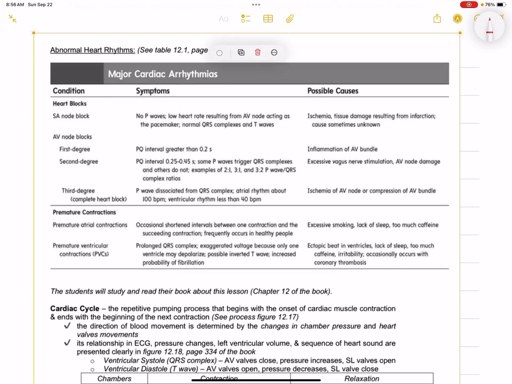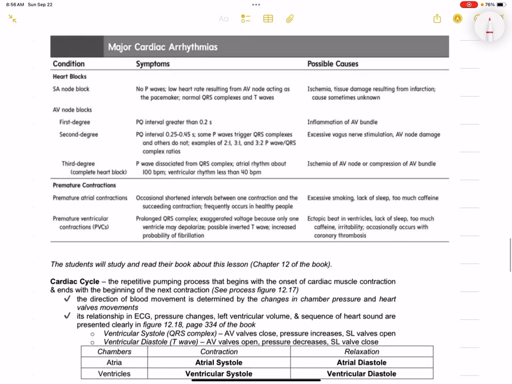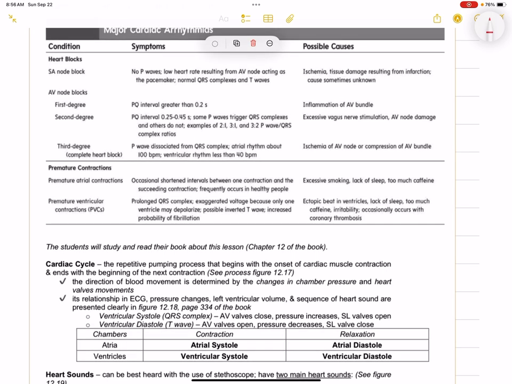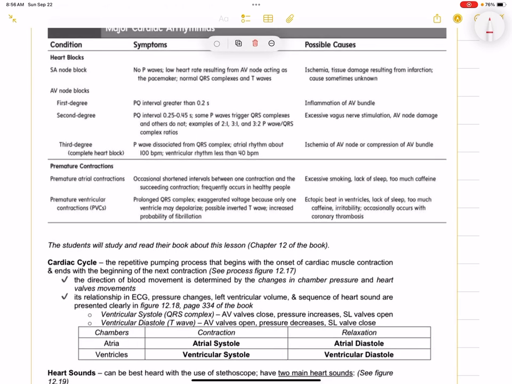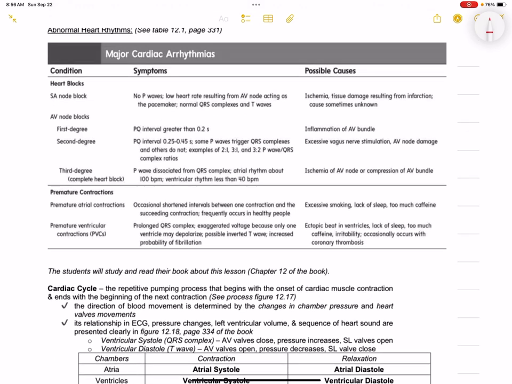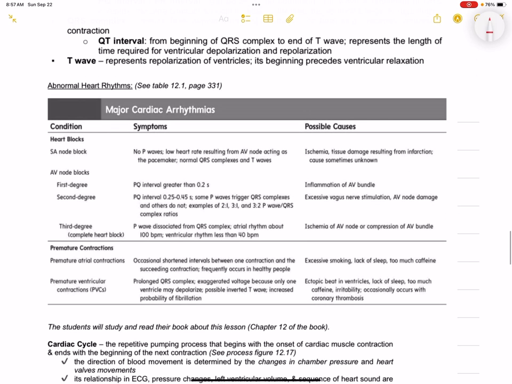So, may mga AV node blocks. So, may kita first, second degree, third degree. Okay, so ari ang mga symptoms naton, then ang mga possible causes. Okay, so may mga premature atrial contractions, ara naman. Okay, so possible causes ang mga premature contractions, excessive smoking, lack of sleep, too much caffeine, diba? Ectopic beat in ventricles, lack of sleep, too much caffeine, irritability, occasionally occurs with coronary thrombosis. So, kung wala ka sa module nyo, you can screenshot this.